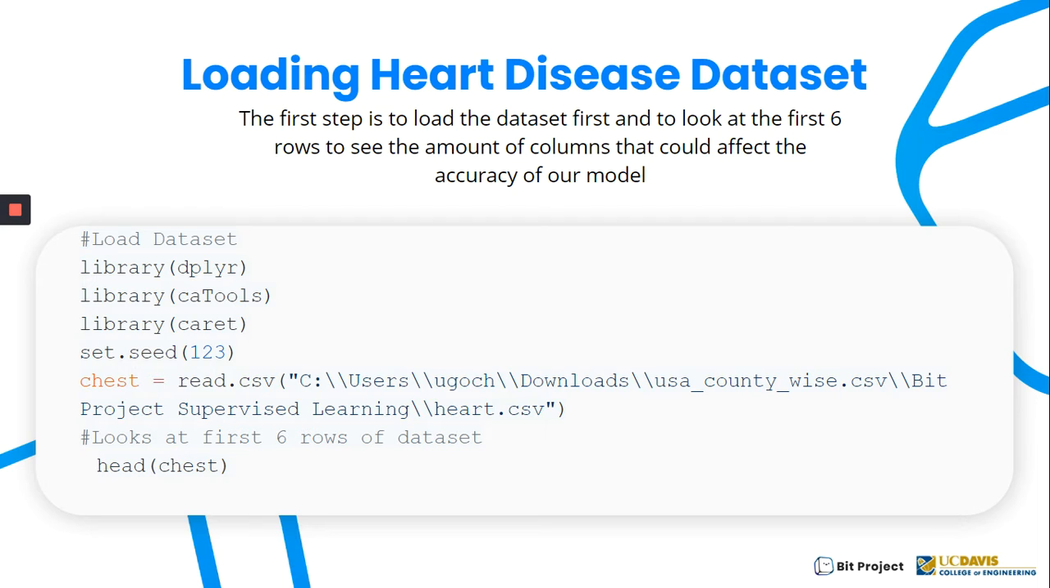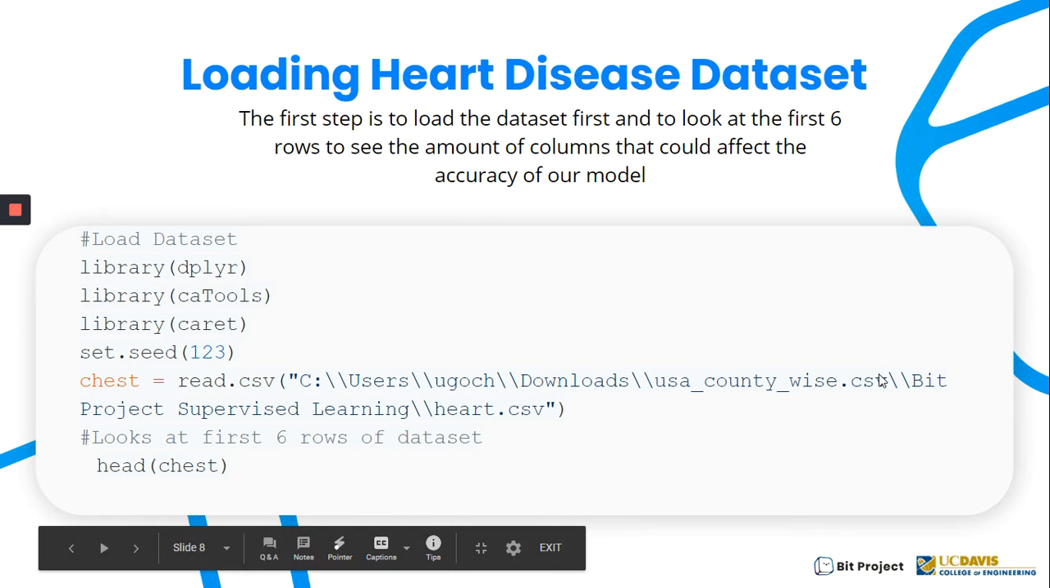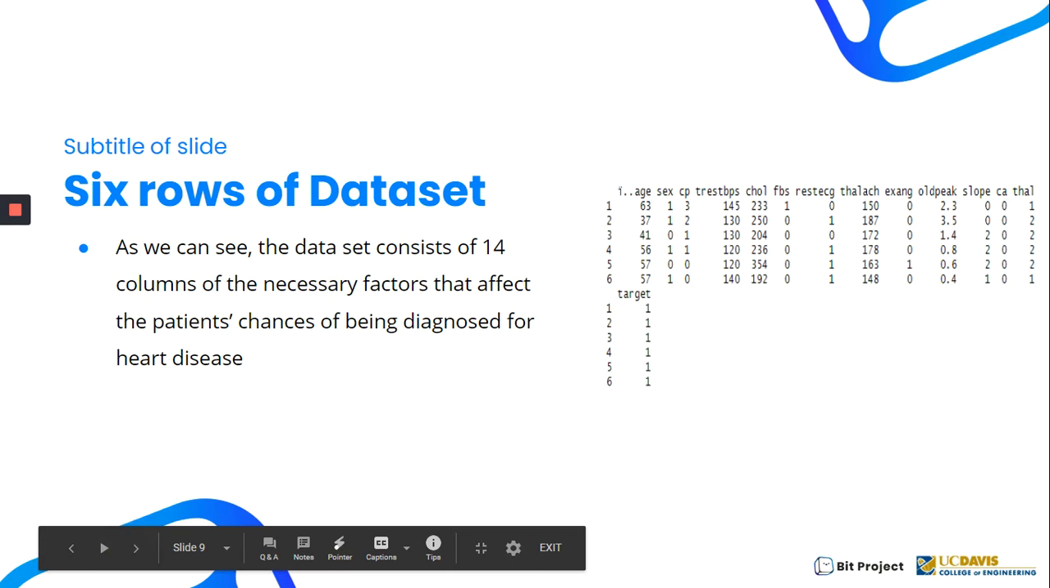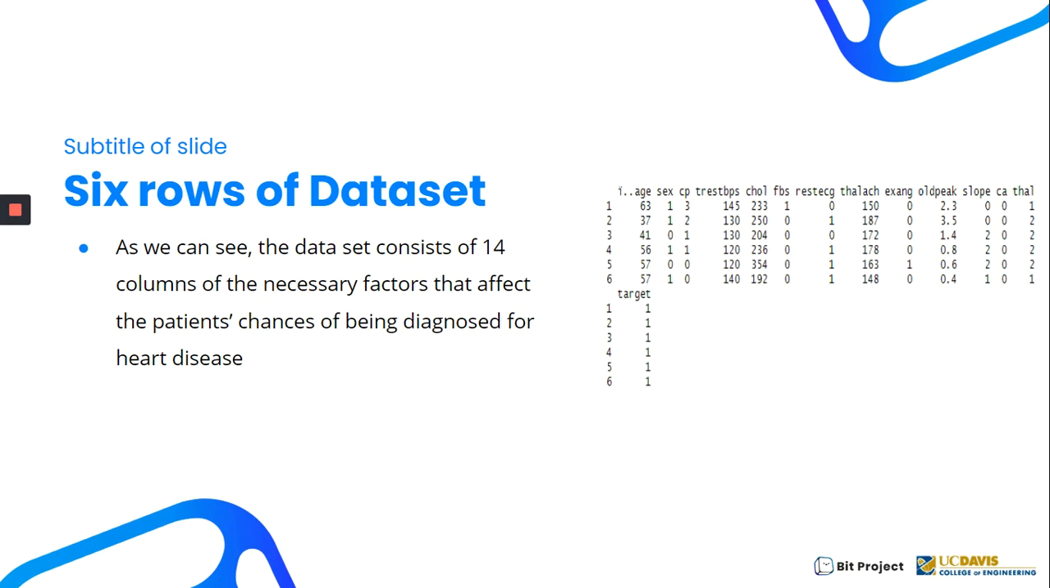And then we shall look at the first 6 rows of the given dataset so we can look at all the other features to determine which ones would match the best in terms of making a good logistic regression model. So these are the given 6 rows of the dataset, and we can tell that a lot of the 14 columns seem to be pretty relevant in terms of figuring out whether the patients are diagnosed correctly for heart disease.